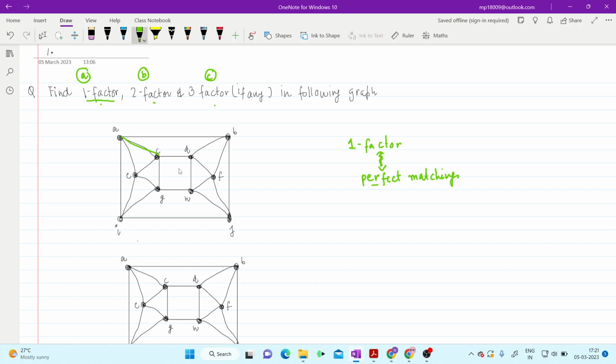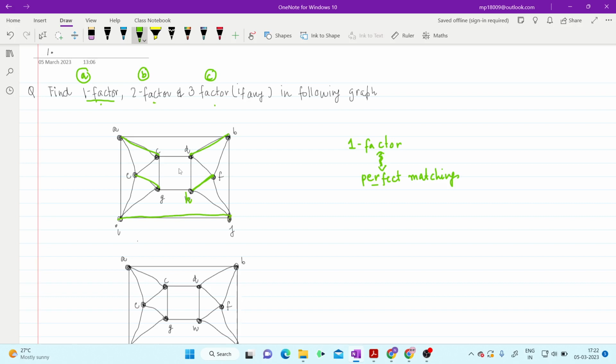Okay. So CI. Once you have chosen AC, you can't choose any edge adjacent to it. EG you can take. Then DB, okay. WF, G H, okay, adjacent, this is H. Okay, HF. And IJ. Yes, very good. This is right.